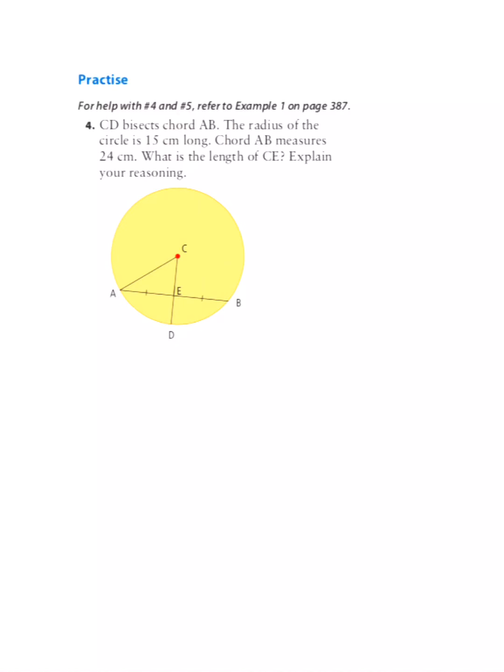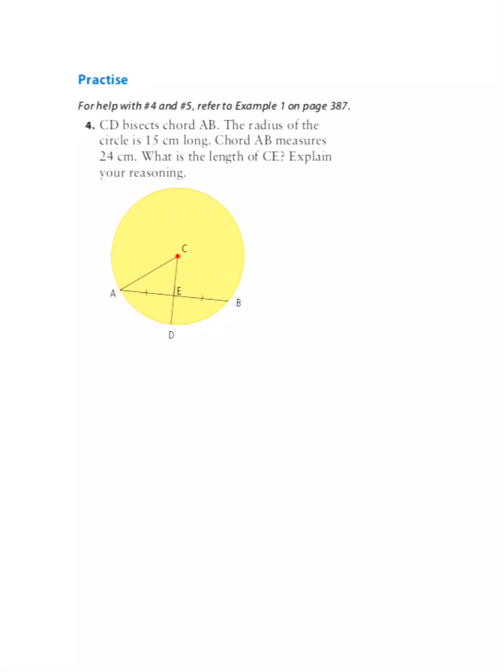Okay, let's try. This is actually the first one off your assignment. Number 4. It says CD bisects the chord AB. The radius of the circle is 15 centimeters long. Chord AB measures 24 centimeters. What is the length of CE? So we'll just try and do it on this circle here.